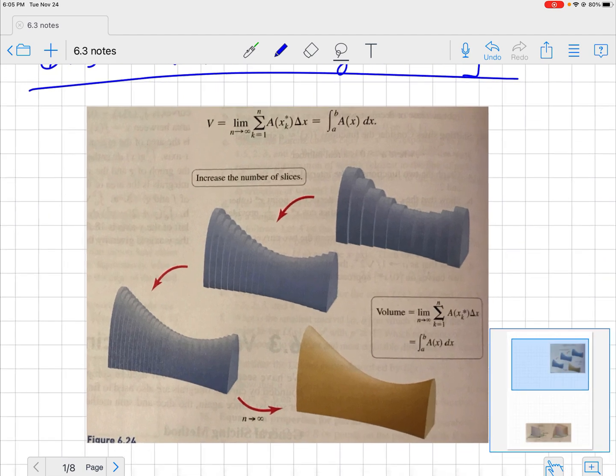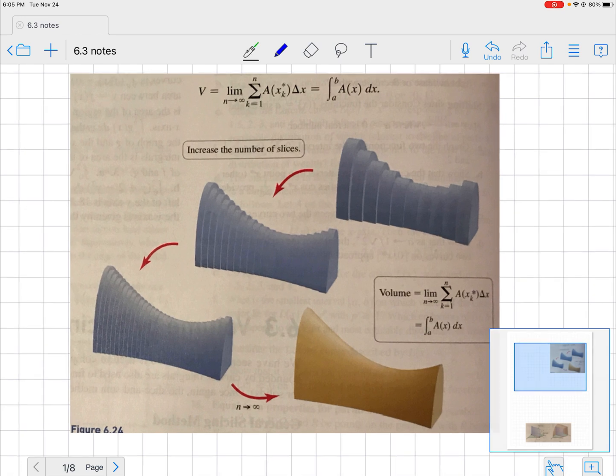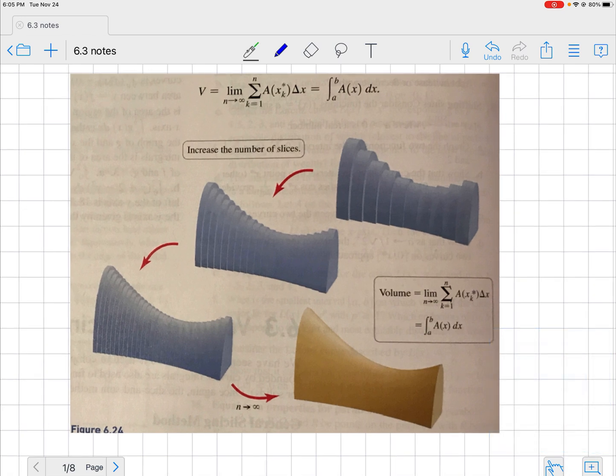So whenever I'm looking at this, let's zoom in a little here. When we're looking at this figure, whatever this ends up being, we can slice this up, and then we're going to take each one of these pieces, and then we're going to add those up. So the area of this one plus the area of this one plus the area of this one, etc.